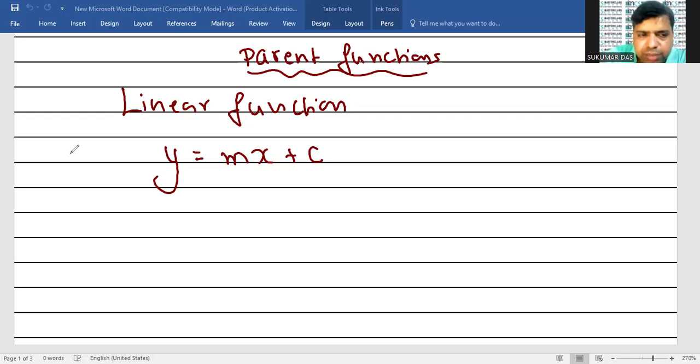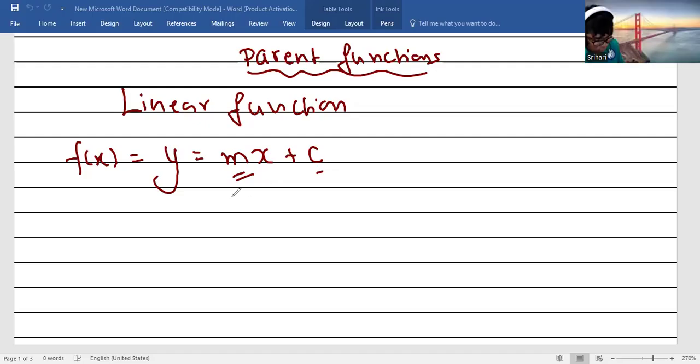So basically, y means f(x). So f(x) is equal to mx plus c. And here you know that m is called the gradient or slope of this function, and c is called the intercept. Which intercept? C is the y-intercept. That means when you put x is equal to 0, this y will be c. That one will be the y-intercept.